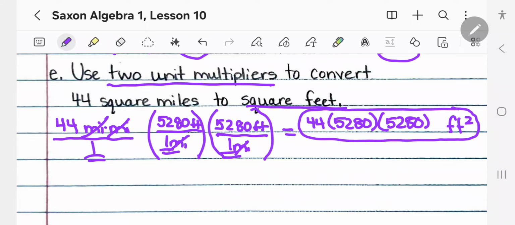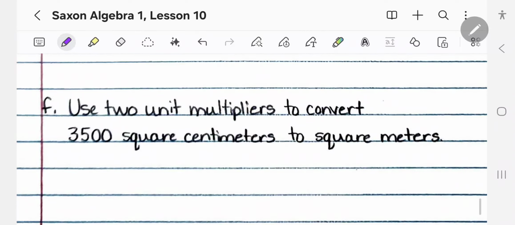And you could work that out and find the answer. And I think they did. I'm looking at the solutions manual. They worked it out. And it is actually, what is that? 1,226,649,600 square feet in that many square miles. Okay. All right, let's look at F.